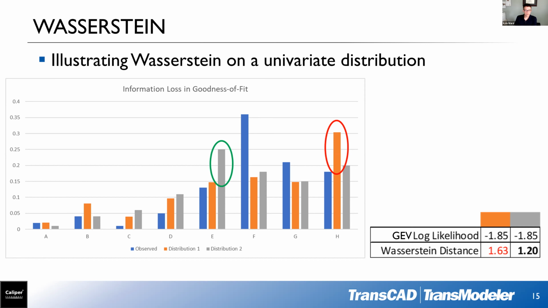However, we know that these letters aren't IID in GEV. There's an order to them. E is closer to F than H is. So what this is showing is that in distribution two, yes, it's over-predicting E, but it's better to overpredict E, which is near F, than to overpredict H, which is further away from F. So the idea is, can we train some of these econometric models to understand more, particularly in destination choice, about the spatial relationship and the autocorrelation, and get close, even if you don't get the exact right zone out of a set of 3,000 or more zones.